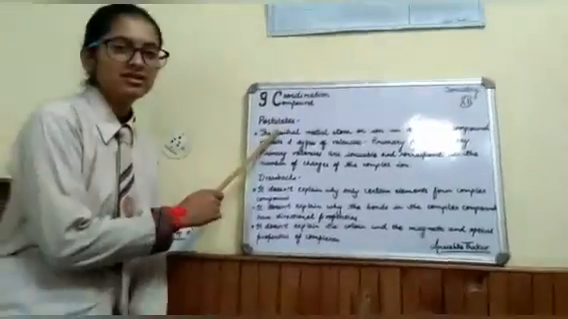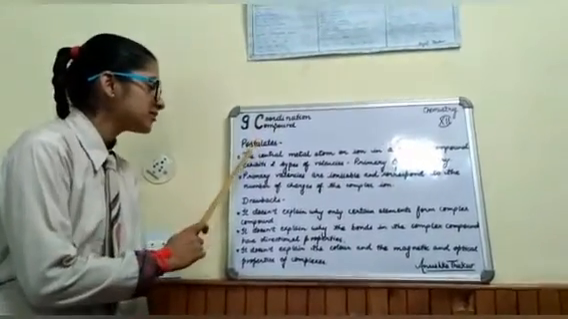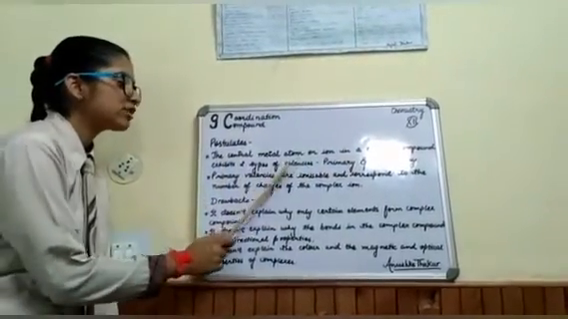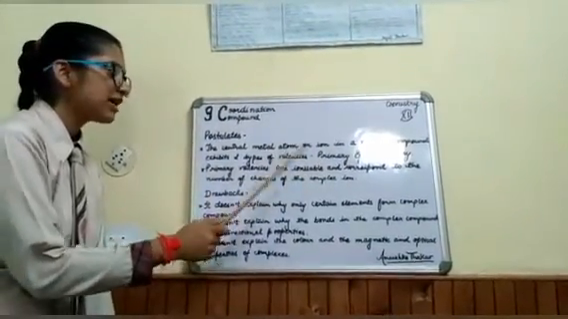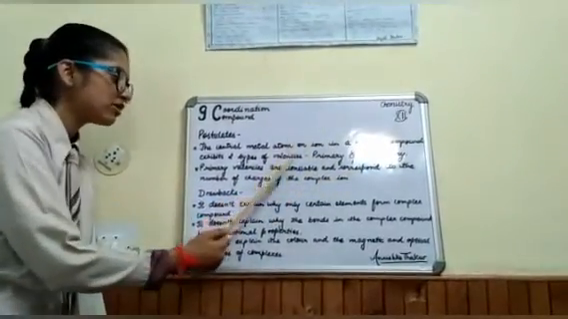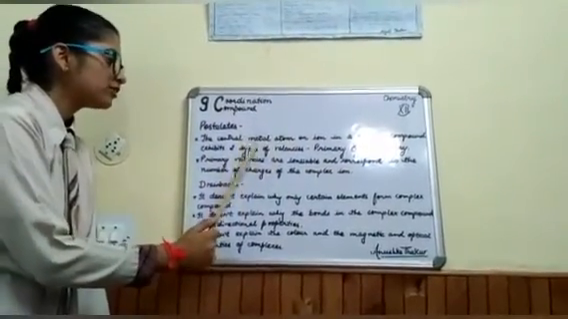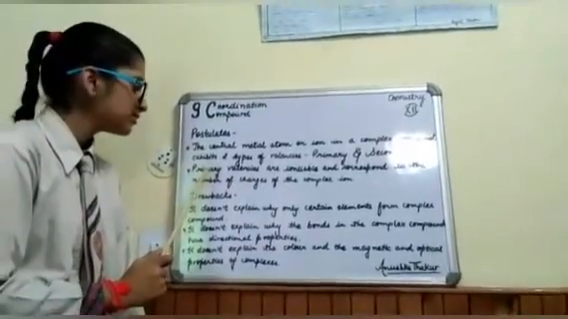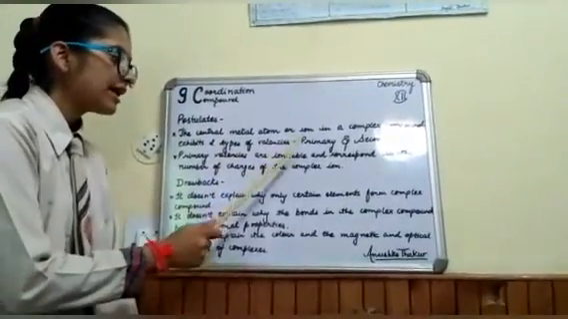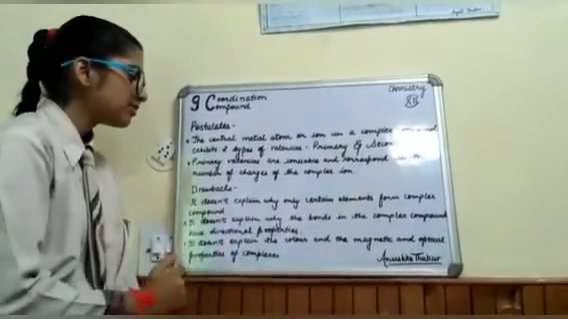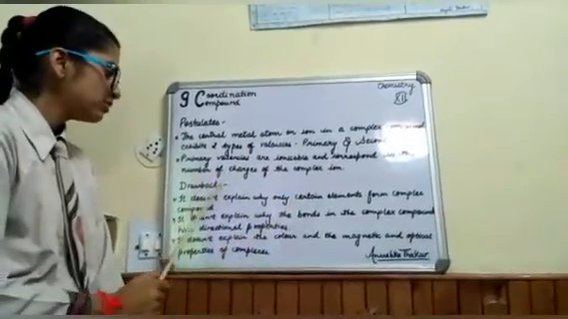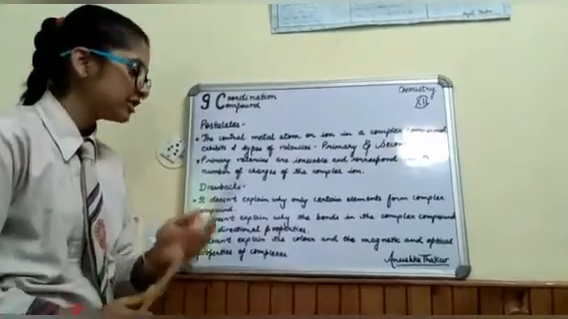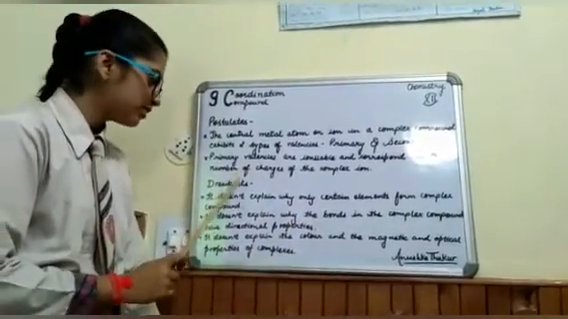So the postulates of coordination compounds. The first one is that the central metal atom or ion in a complex compound exhibits two types of valencies. As I told previously, there are two types, primary and secondary. First is primary and second is secondary. The second is that primary valencies are ionizable and correspond to the number of charges of the complex ion. Whenever a discovery is made, the postulates are given according to the theory, and drawbacks are always there.